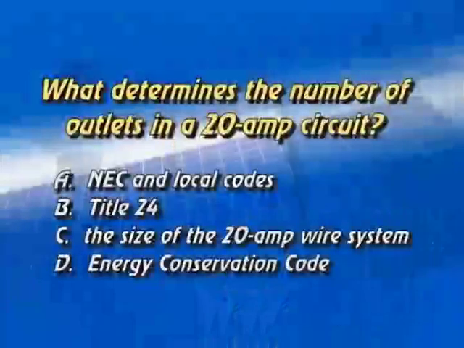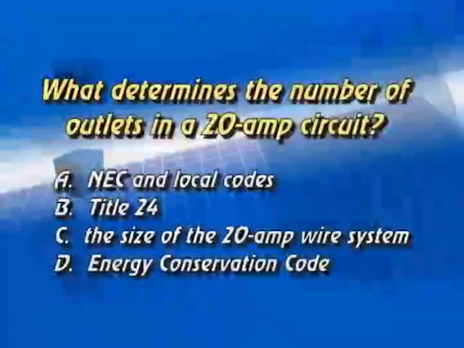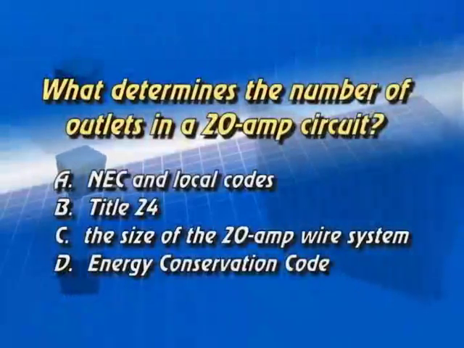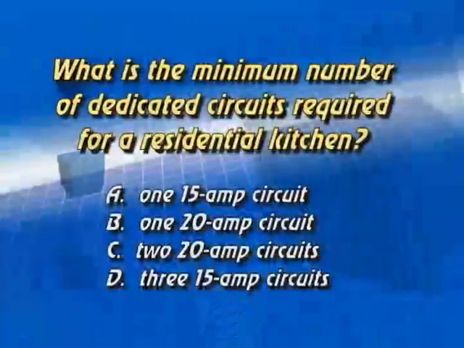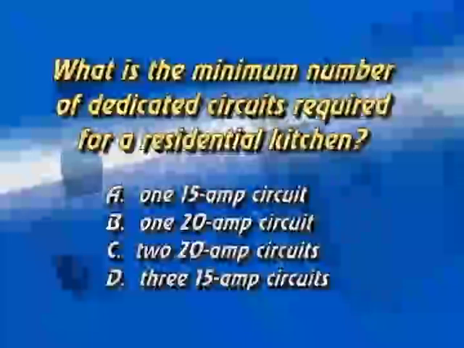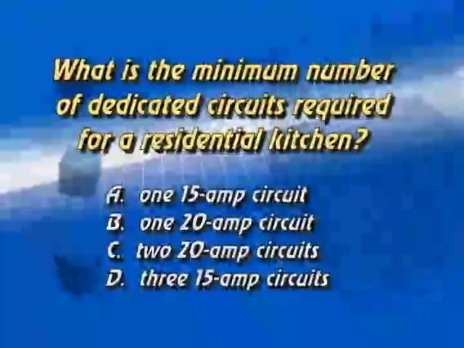Number 12, what determines the number of outlets in a 20 amp circuit? That answer is NEC and local codes, letter A, circle A. 13, what is the minimum number of dedicated circuits required for a residential kitchen? It's letter C, 2 20 amp circuits.